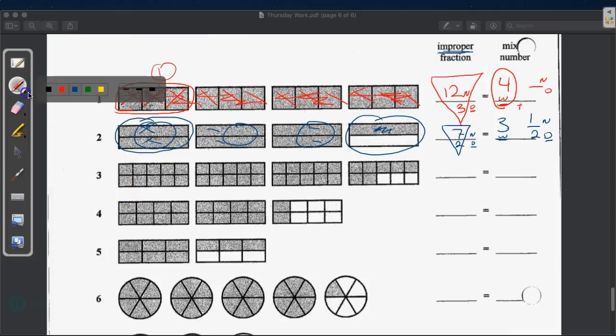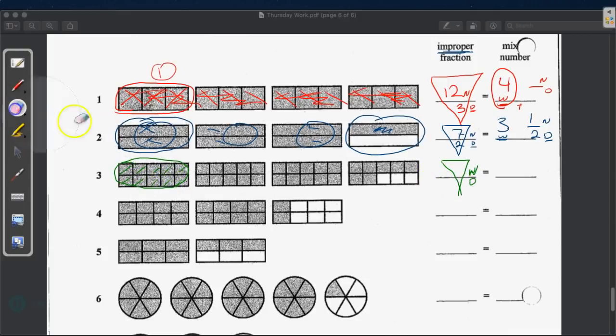Number 3. This is what you should have got. Again, upside down triangle, your numerator and your denominator. Your denominator, the number on the bottom, look at one group. 1, 2, 3, 4, 5, 6, 7, 8, 9, 10. Your denominator should be 10. Now if you count your shaded pieces for the numerator, you have 10, 20, 30, 31, 32, 33, 34, 35, 36, 37. There it is. There's your improper fraction, 37 out of 10.